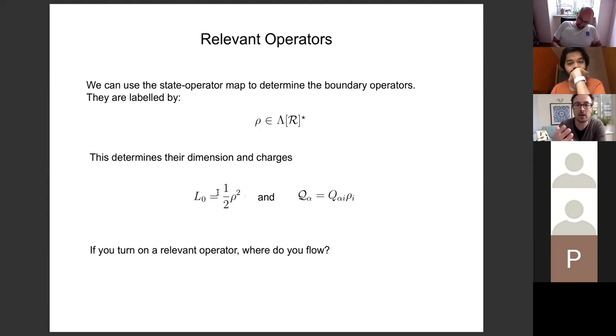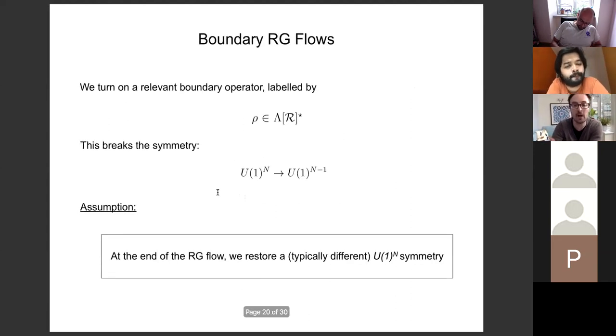So the question we'd like to ask is, in general, if you turn on a relevant operator, you destabilize the boundary condition, but you end up with a new boundary condition. And what's the new boundary condition? How do you relate these things?